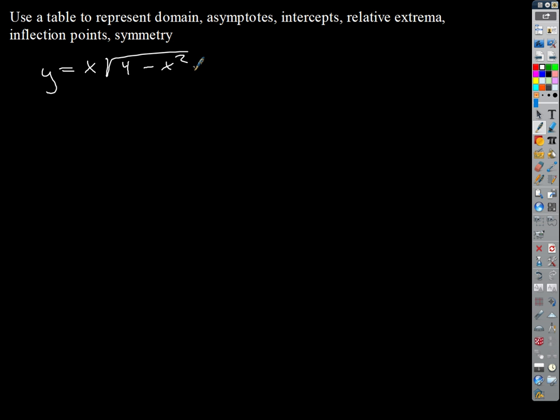Well, we don't have a quotient here. There's no variables on the bottom, so we don't have to worry about dividing by 0, but we do have an even root, right? So then what has to be true for our domain? Okay, so you're jumping way ahead, which is good, but how'd you get there? You got there by saying whatever's inside has to be non-negative, right?